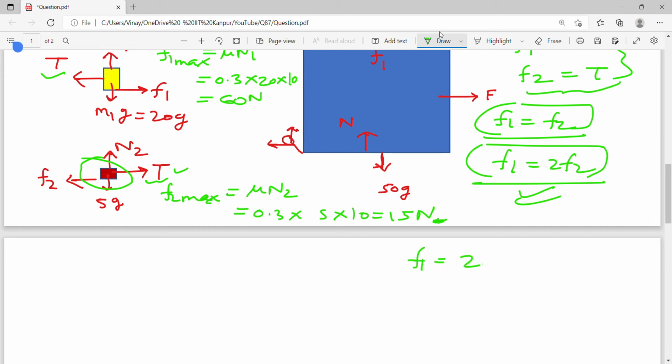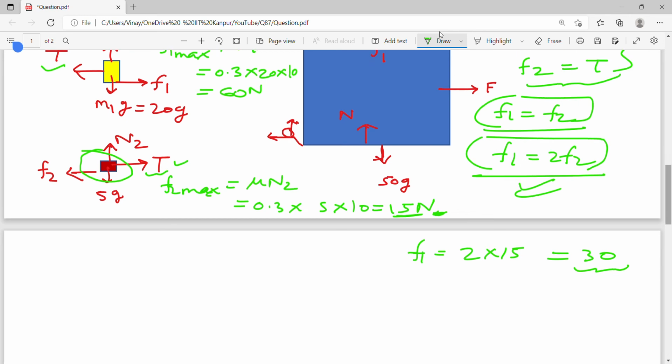2 into 15, because now you're assuming that they are going to have motion. If they are in motion, then dynamic friction will act, maximum friction will act. F2 you have 15. So firstly F2 will attain dynamic friction and then F1. So F1 would be 30.